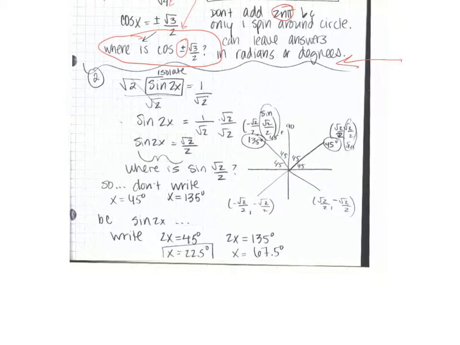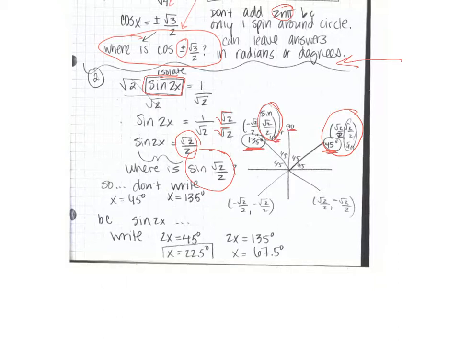Okay, number 2. So again, we're going to isolate. We're going to divide by square root 2, and then we need to multiply by root 2 over root 2. So then we end up with square root of 2 over 2. Ask yourself, where is the sine square root of 2 over 2? So we see the right-hand side square root of 2 over 2 at 45 degrees, and it's also positive square root of 2 over 2 at 135 degrees, right?